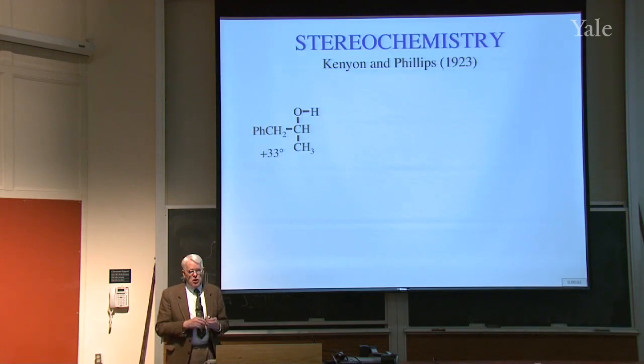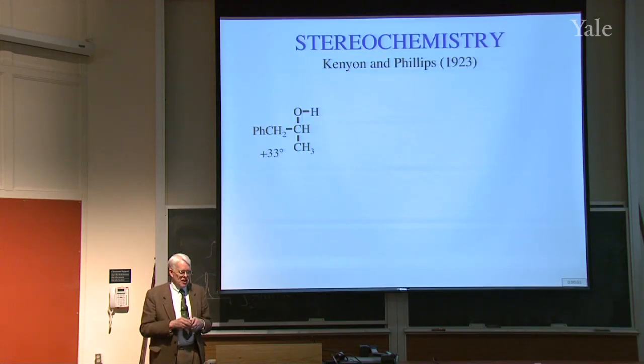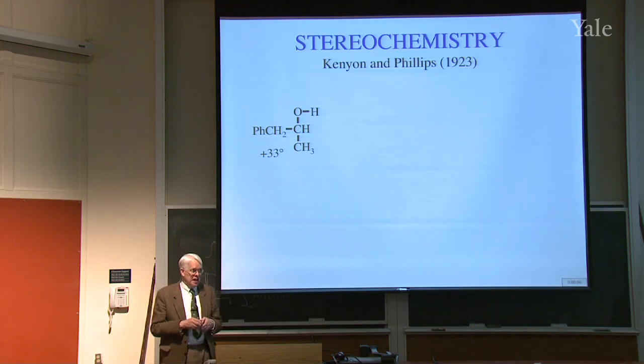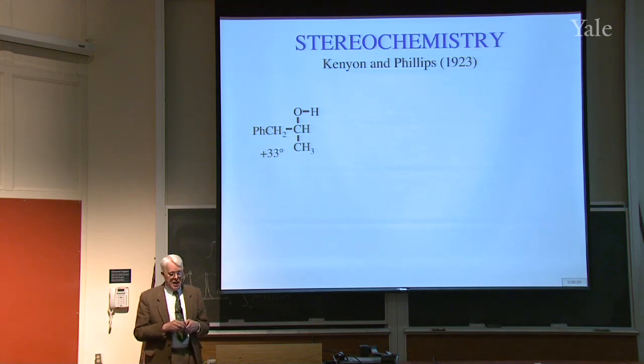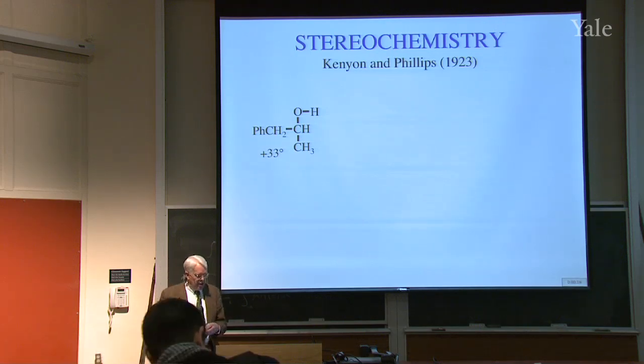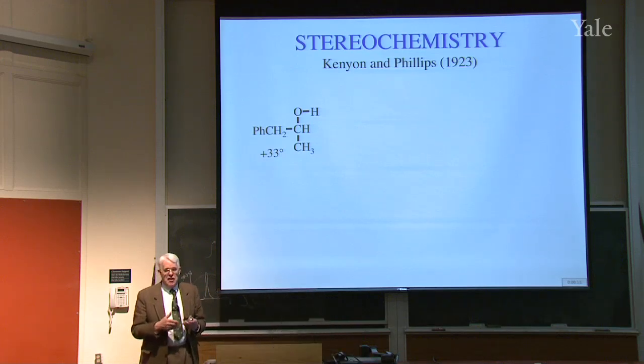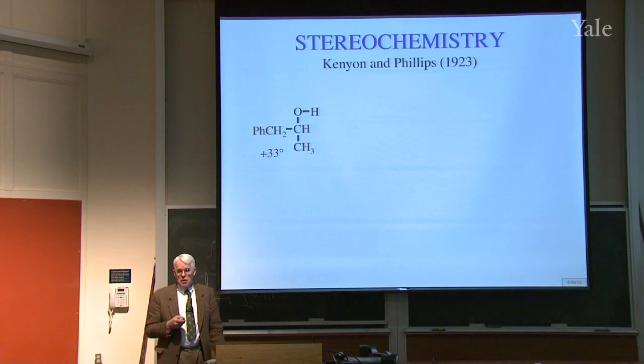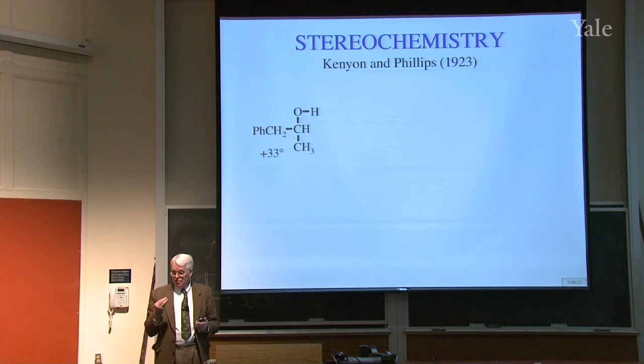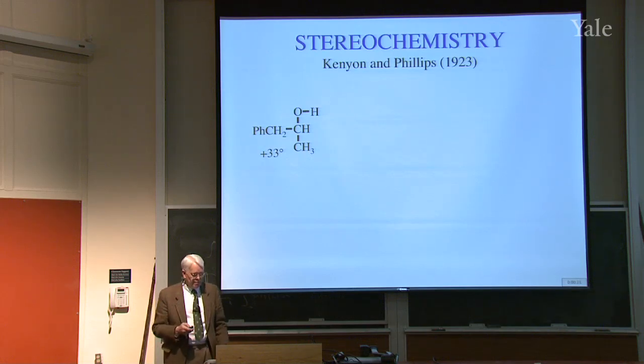And that's the first really good evidence on this, and a beautiful experiment was done in England by Kenyon and Phillips in 1923, and it involved this alcohol, and they resolved it and got a single enantiomer which rotated light 33 degrees plus to the right. Okay? Now they want to do a substitution reaction, replace the OH by something else, right? And see whether the configuration is the same or whether it's been inverted.